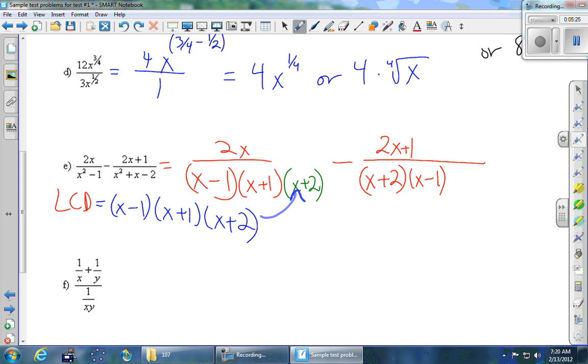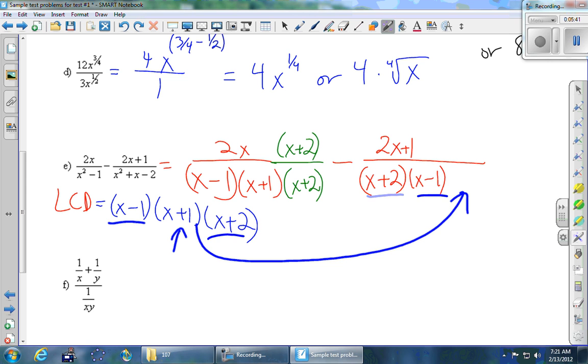But I can't go around multiplying the bottom of a fraction by x plus 2 without paying for it immediately by multiplying the top by x plus 2. Same idea for the other fraction. I have x plus 2. I have x minus 1. What I need is an x plus 1.